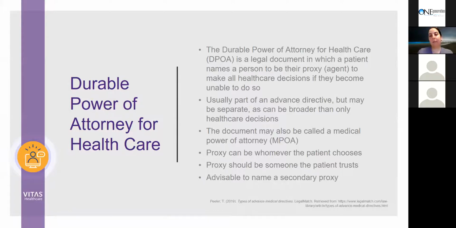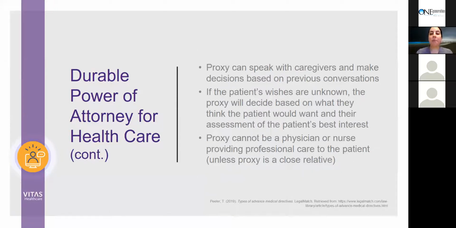The document that we're talking about, though, is the medical power of attorney, and the proxy can be whoever the patient chooses, but like I said before, it should definitely be someone the patient trusts to honor their wishes. It's also recommended to have a second person because at the end of the day, what if something happens to that primary person who is named? The proxy can speak with caregivers. They can make decisions based on previous conversations. And if the patient's wishes are unknown, which ideally they are known and that's why they were chosen as the proxy, they will decide based on what they think the patient would want and their assessment of the patient's best interest.